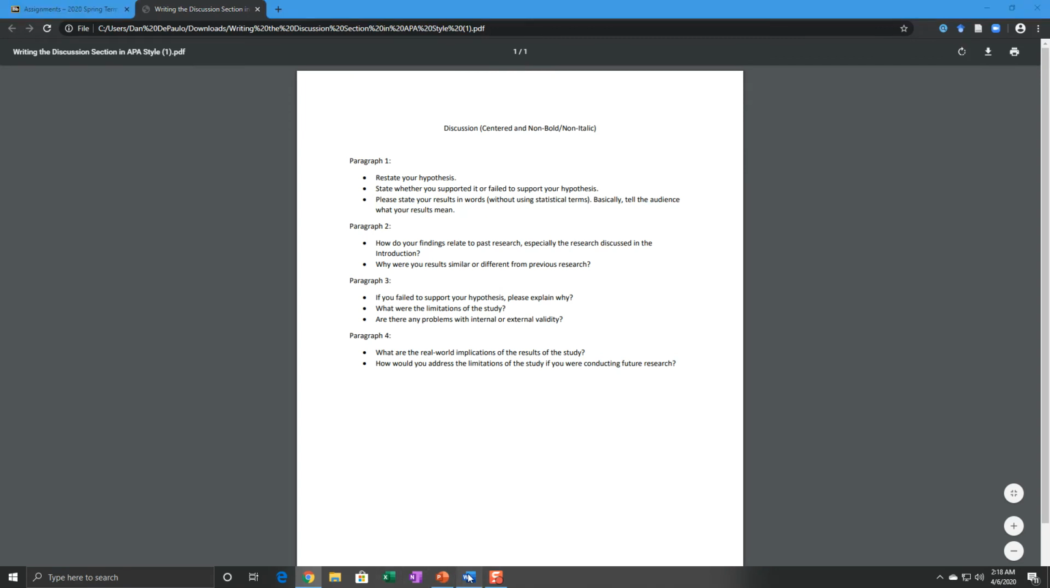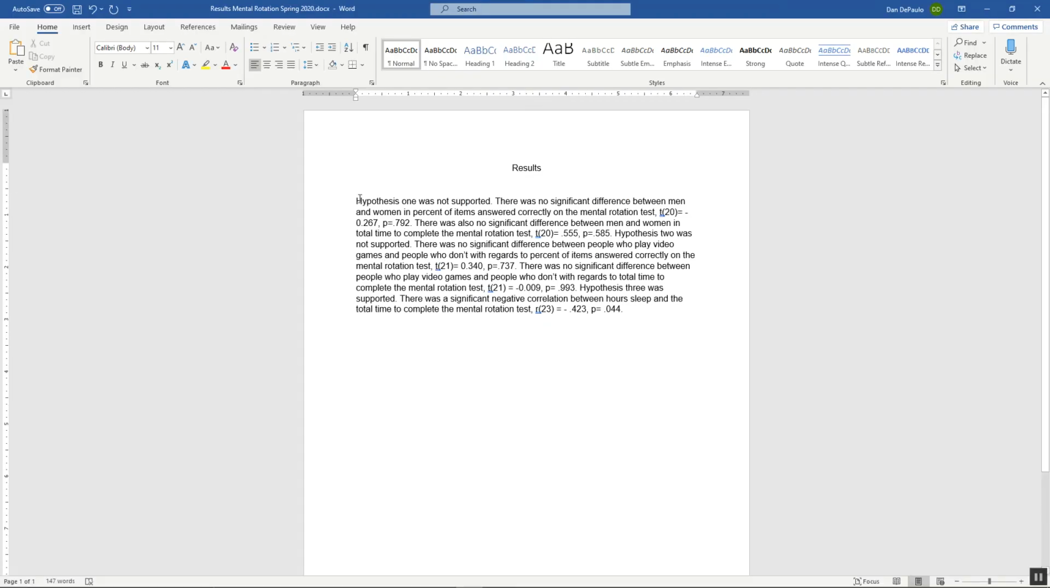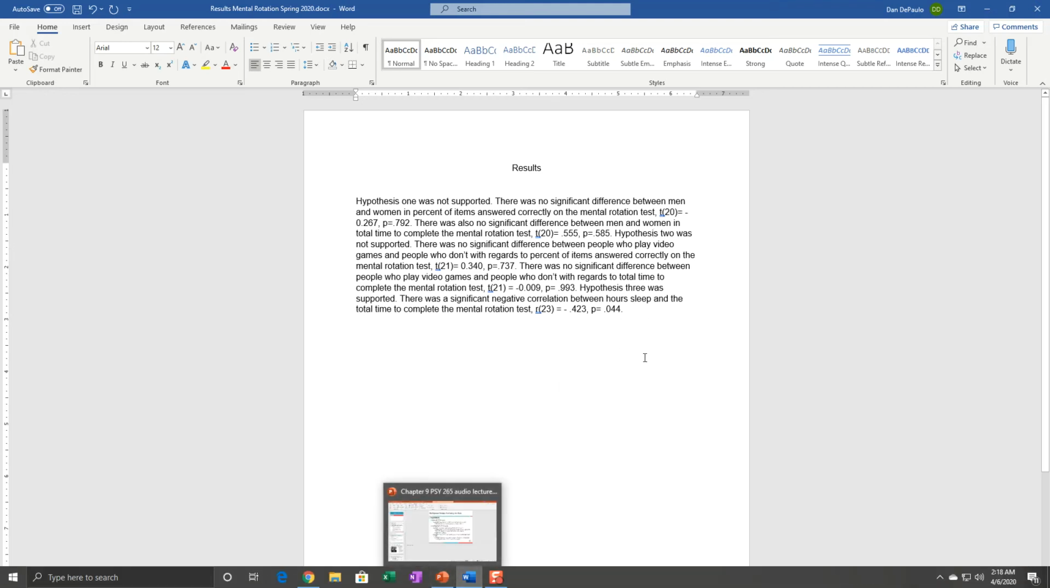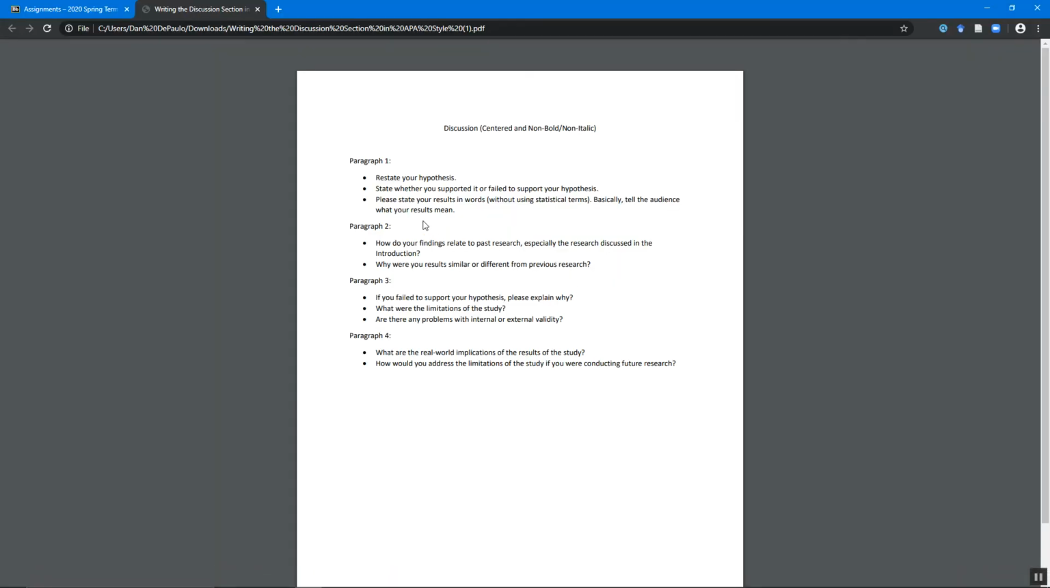If you look at the results section, the first hypothesis was not supported. The second hypothesis was not supported. And the third hypothesis was supported. So out of the 3 hypotheses, you got 1 that was supported, which isn't great, but I've had worse. Let's go back to the discussion. So that's what you supported. You failed to support 2 of them. You supported the last one here.